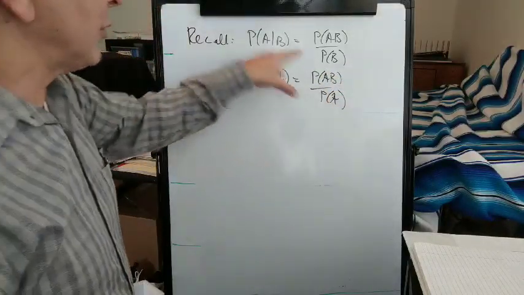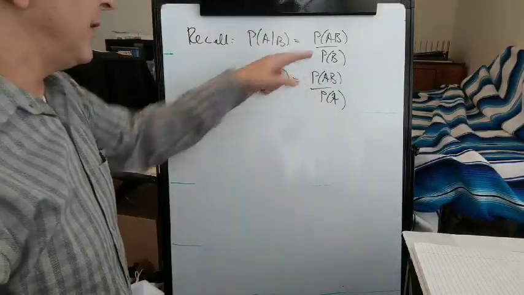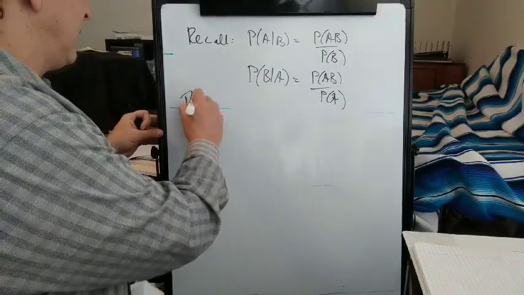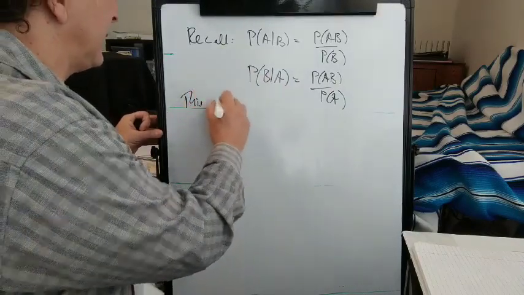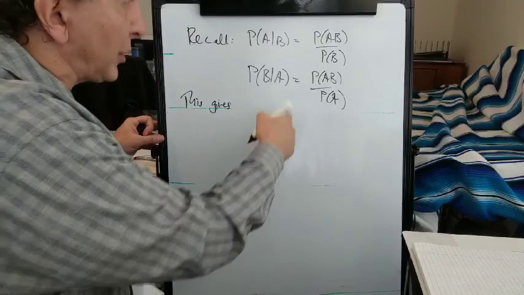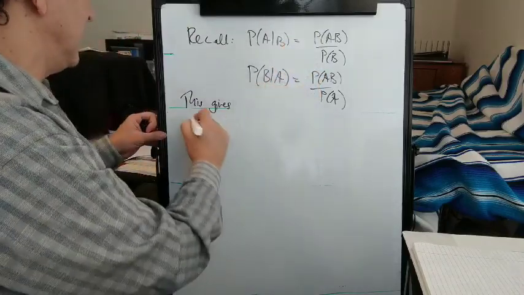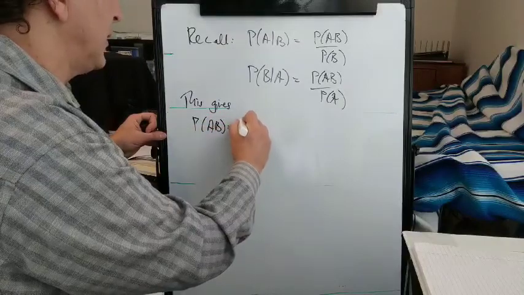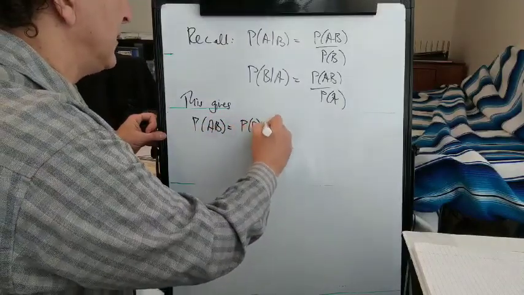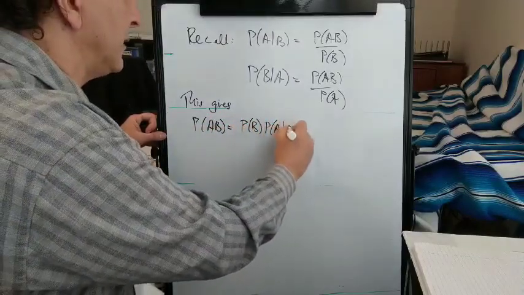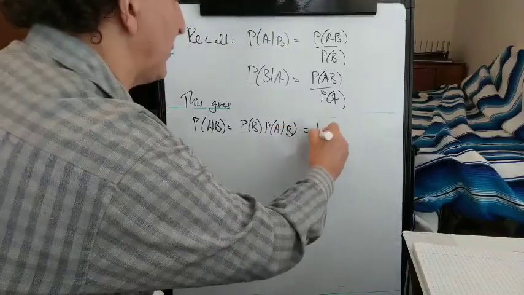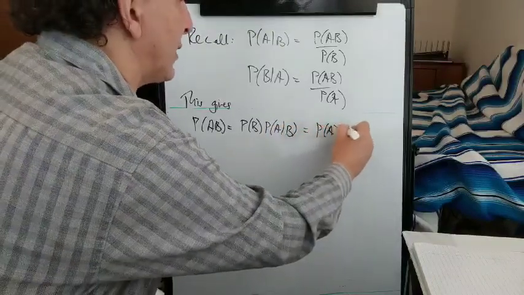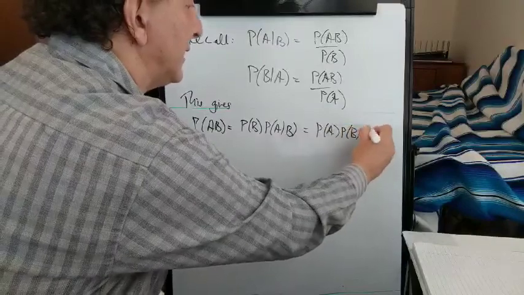Now if we multiply both sides by this denominator, then this gives us two expressions for the probability of A and B. Probability of A and B equals probability of B times the probability of A given B. It also equals probability of A times the probability of B given A.